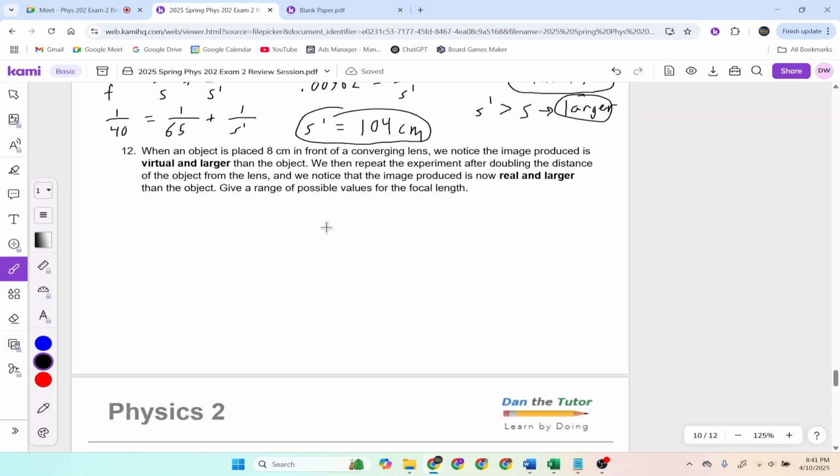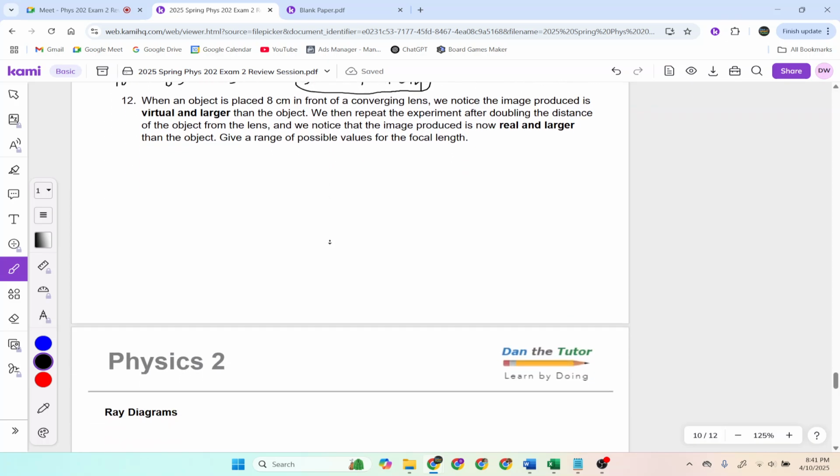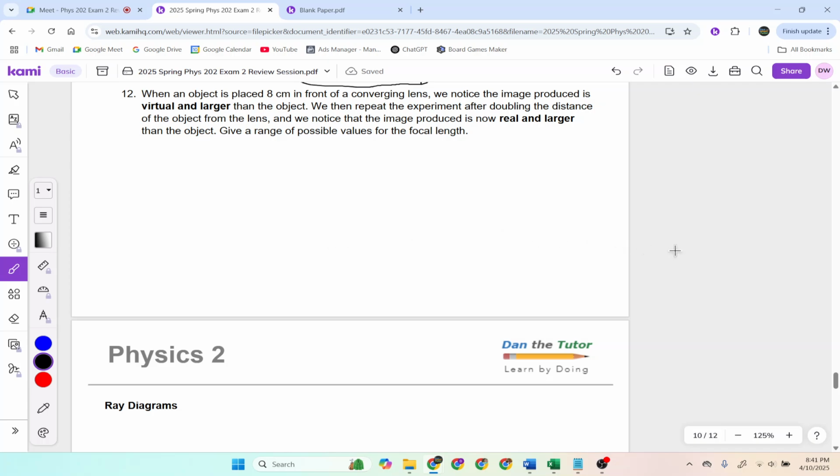Okay, next, number 12. Number 12 is a hard one, but I'm going to make it seem easy, so don't be fooled. This is a hard one. When an object is placed 8 centimeters in front of a converging lens, we notice the image produced is virtual and larger than the object. We then repeat the experiment after doubling the distance of the object from the lens, and we notice that the image produced is now real and larger than the object. Give a range of possible values for the focal length.